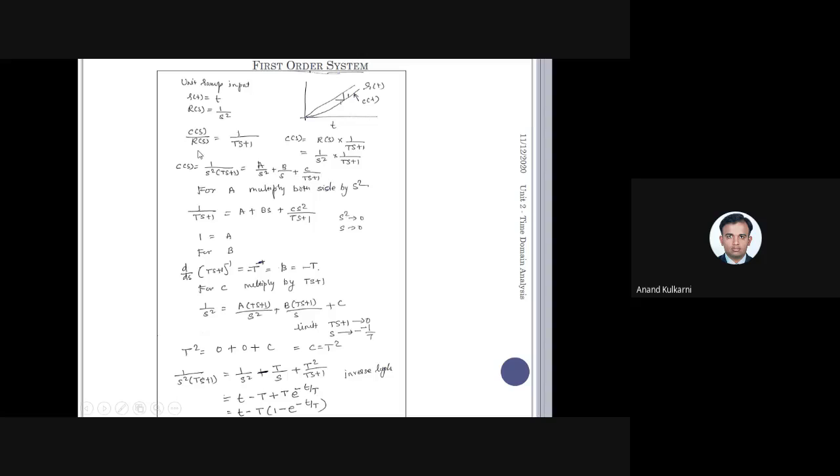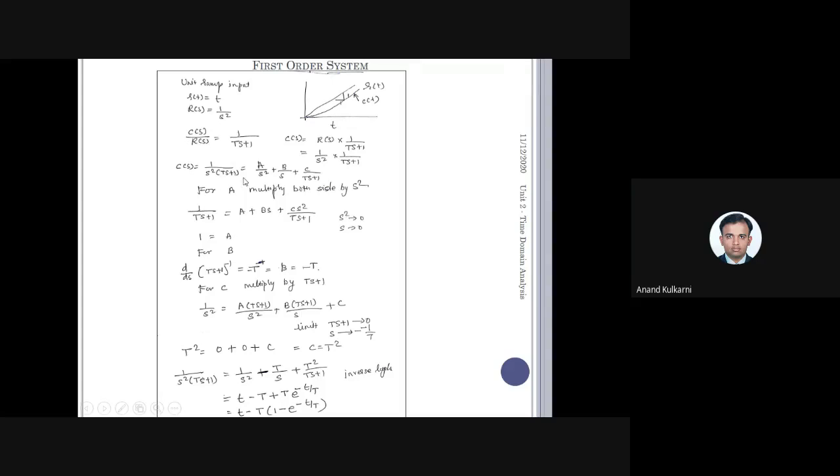Now c of s by r of s is our standard transfer function of first order system, 1 upon ts plus 1, where r of s I will take on the other side, so that becomes r of s into 1 upon ts plus 1 is c of s. So r of s value I will substitute 1 upon s square, and this one is 1 upon ts plus 1. So now this is not in a standard form. To bring it into a standard form, I will write the partial fractions.